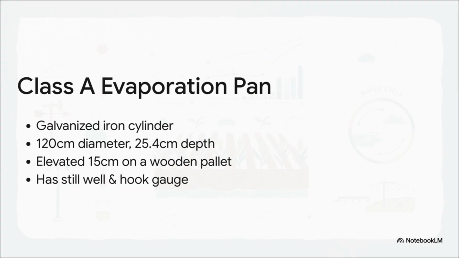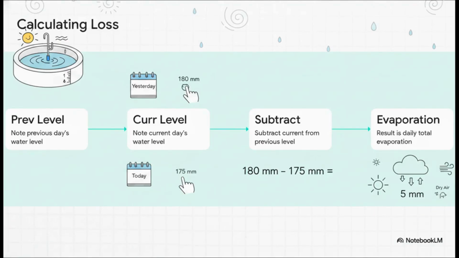Inside this pan of water, we have what's called a still well to keep the water surface nice and calm from the wind, alongside a highly precise hook gauge measuring tool to read the exact water level. Operating this pan is actually incredibly simple, but the data it gives us is invaluable. Every single day at the exact same time, we calculate the water loss. Let's walk through that quick calculation.